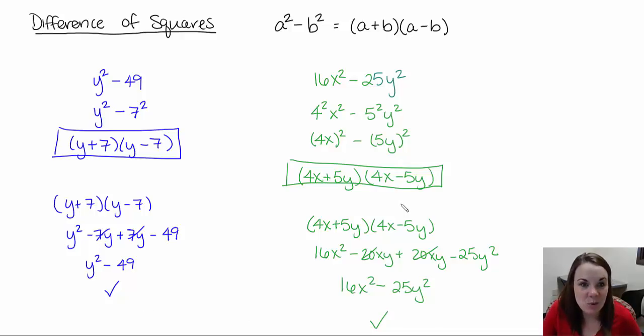So this is the difference of squares. So keep this in mind whenever you're factoring these binomials and see if it's a difference of squares, because if it is, you can follow this method every time.